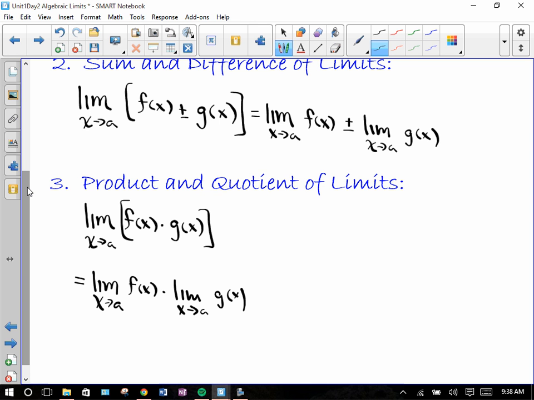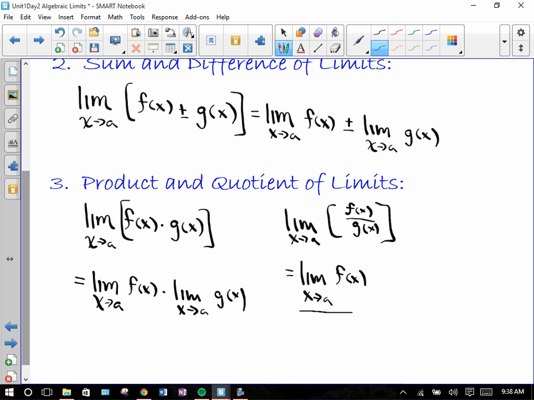Okay? Quotient of limits allows us to say that the limit as x approaches a of f of x divided by g of x is equal to the limit as x approaches a of f of x divided by the limit as x approaches a of g of x.